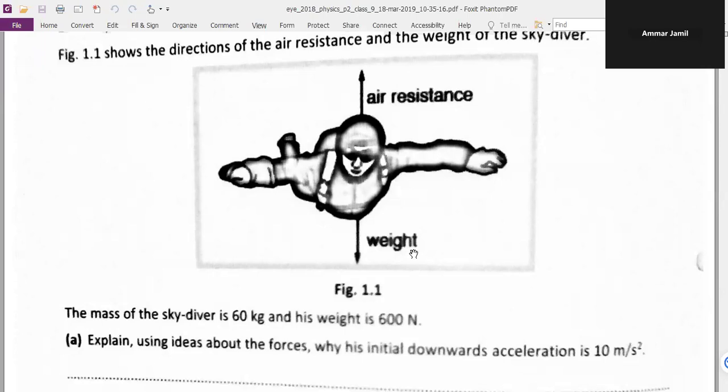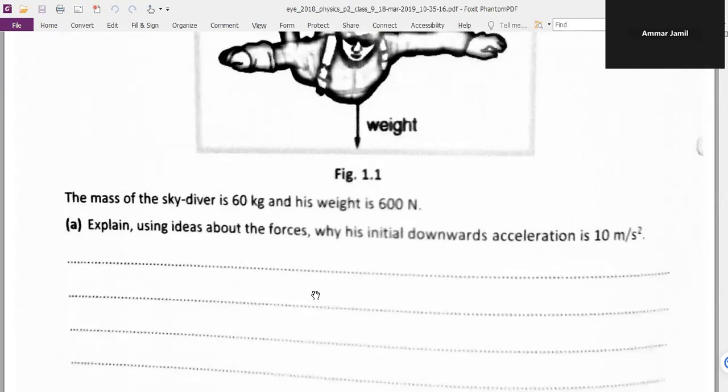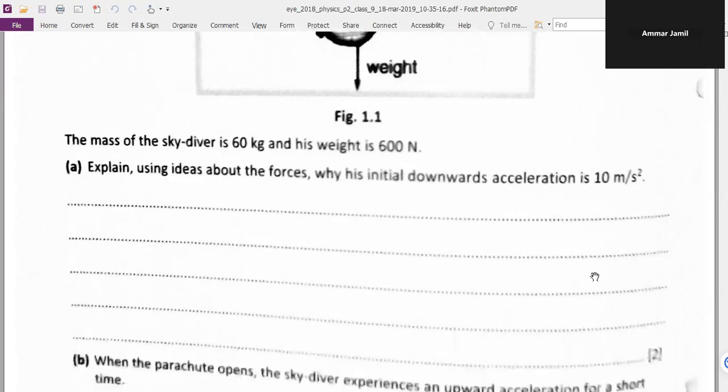It says that the mass is 60 kg and the weight is 600 newtons. Using the idea about the forces, why is his initial downward acceleration 10 meters per second square? It's a 2 marks question. So we will write that initially the only force acting on the skydiver is its weight, and every weight that falls down, it falls down with an acceleration due to gravity, which is 10 meters per second square.